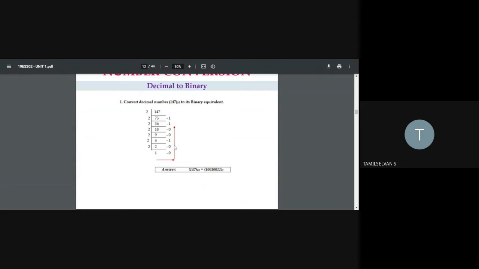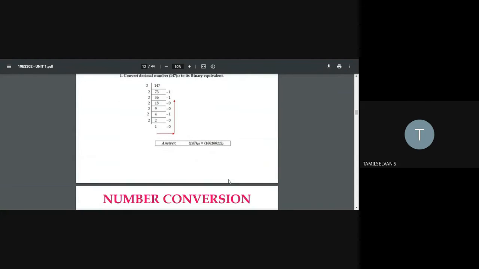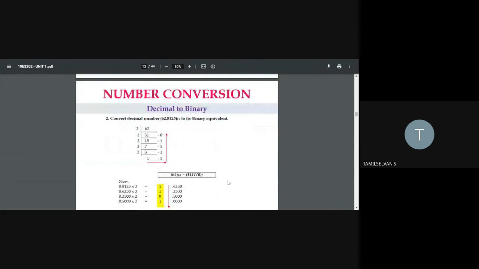Okay, so from bottom to up, the value 10010011 is the final solution. Next, I can move to example number 2 in the same conversion, with floating point numbers, right?